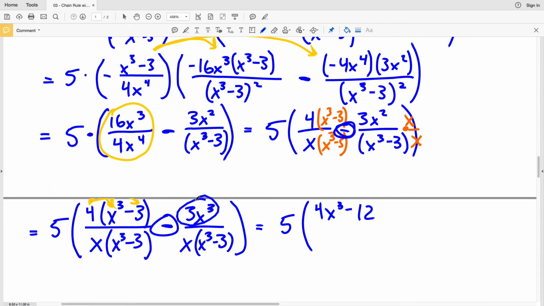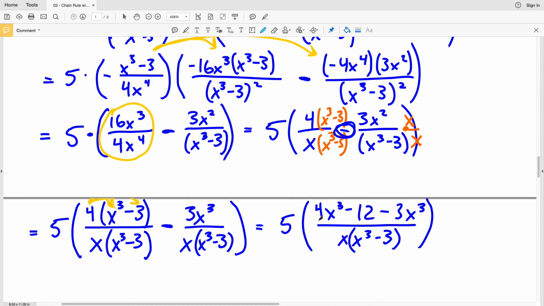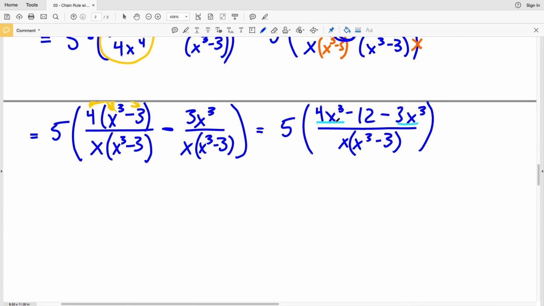And then we're subtracting that other numerator, minus 3x cubed, and that's all over our same denominator because the denominators are now equivalent, hence why we were able to subtract those numerators, and that's all over the same denominator of x cubed minus 3. Now, finally, I can simplify combining 4x cubed and 3x cubed. So 4x cubed minus 3x cubed is going to be x cubed.